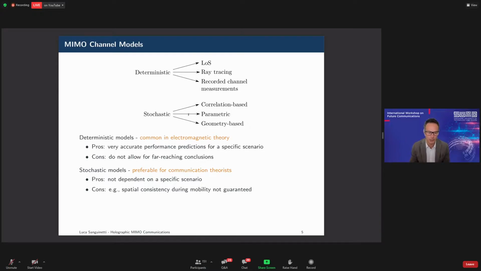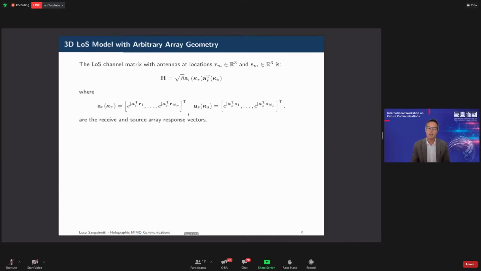That's why in communication theory, we like to have stochastic models. They are based on different approaches. They do not depend on a specific scenario, and this is the advantage of stochastic channel models. The disadvantage is that there are several disadvantages, but the most critical one is that it's not very easy to build a stochastic channel model which is able to capture the essence of electromagnetic propagation. Let me give you an example.